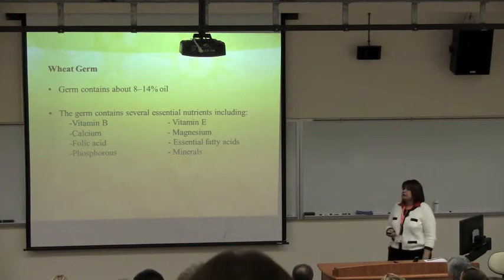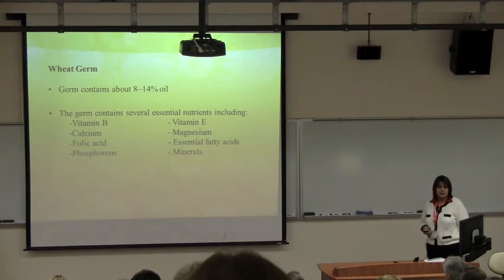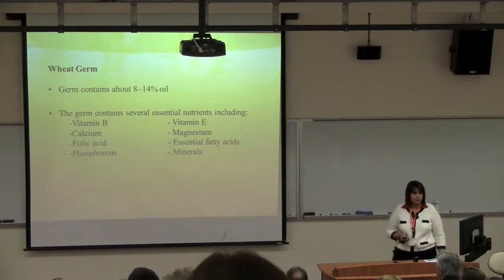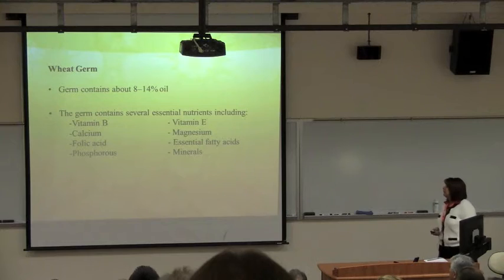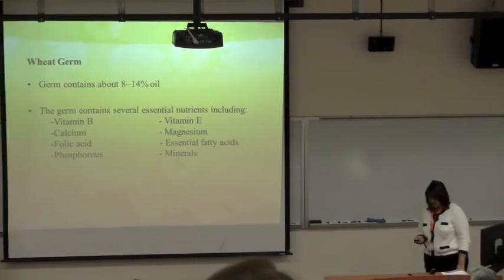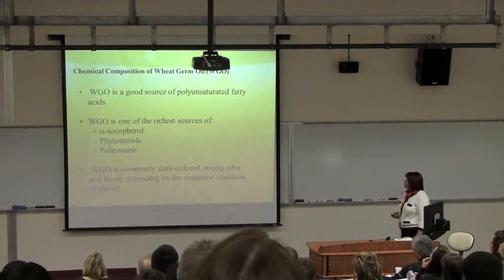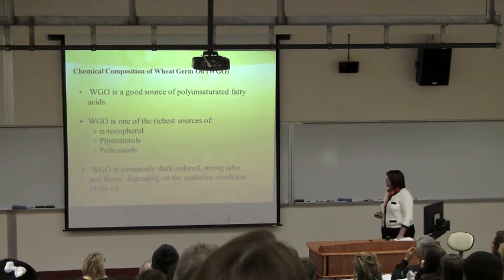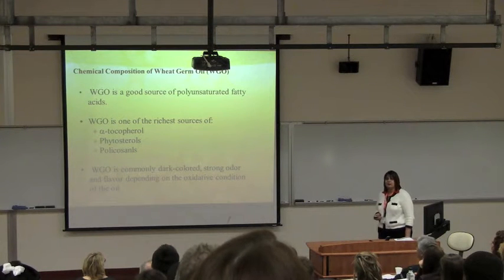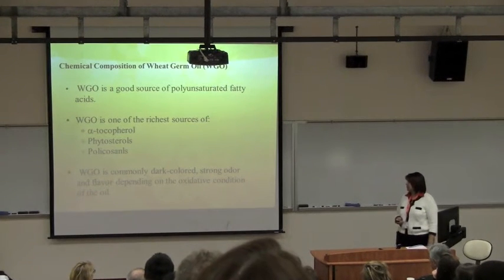It contains about 8 to 14% oil, and the germ retains several essential nutrients like vitamin B, vitamin E, calcium, magnesium, folic acid, essential fatty acids, phosphorus and minerals. For the chemical composition, wheat germ oil is a good source of polyunsaturated fatty acids, and therefore a good source of alpha-tocopherol, tocotrienol, and polyphenols.